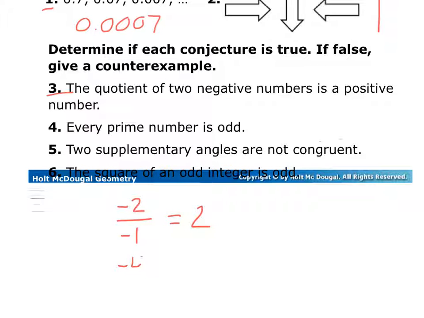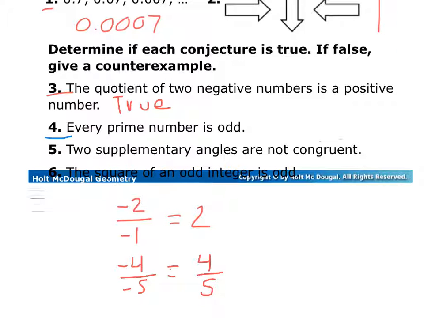-4. What's another one? -5. What's -4 divided by -5? It's 4/5. Right, because a negative divided by a negative is positive. So the quotient of two negative numbers is a positive number. This would be true. Okay, let's look at the next one: every prime number is odd.